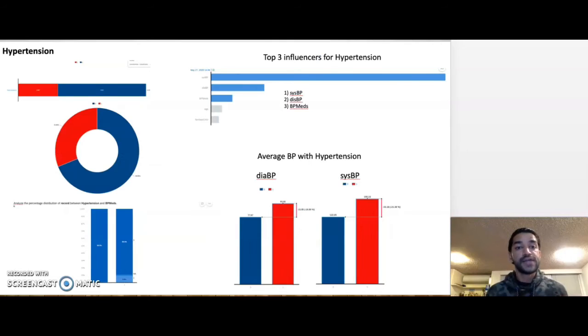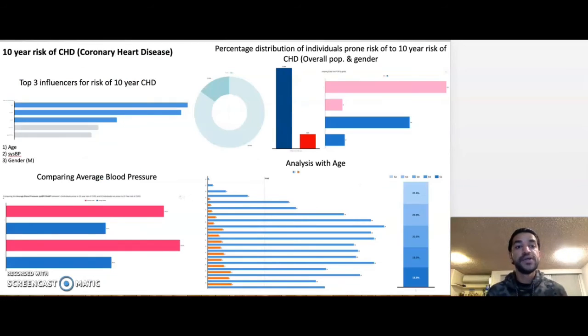Next, we move on to hypertension. Hypertension is very closely related to blood pressure. You can see the top 3 influences are systolic blood pressure and blood pressure medication. You can also see that those who are suffering from hypertension have a very high blood pressure rate as compared to the normal population.